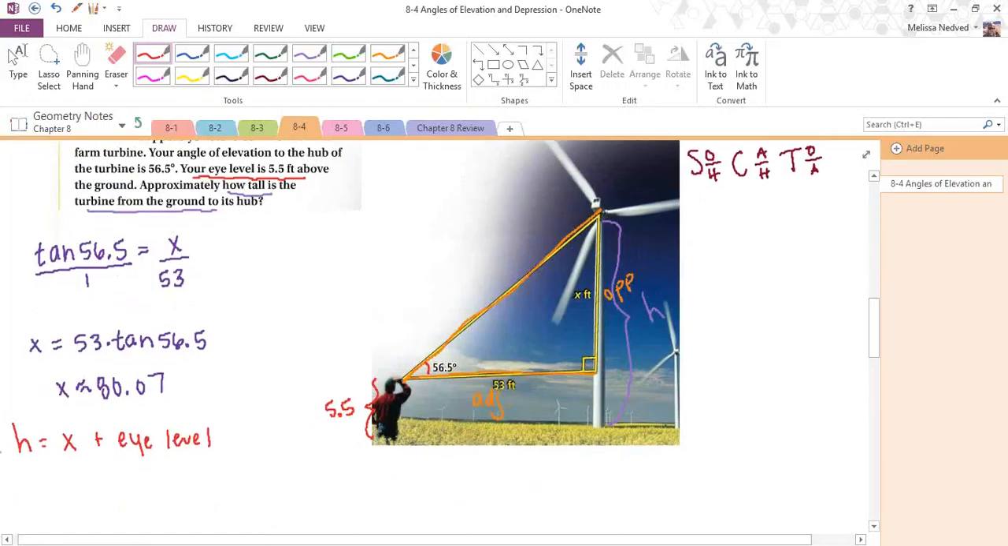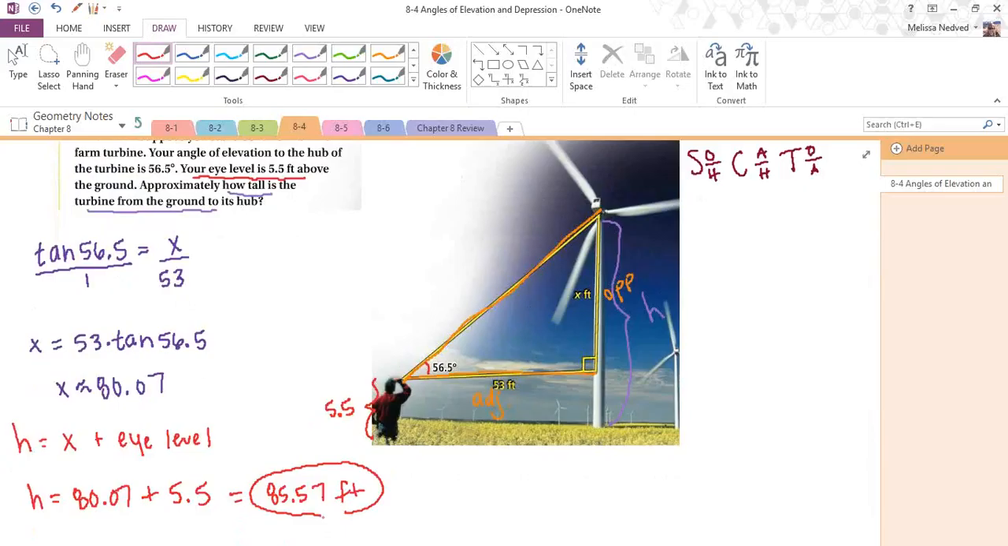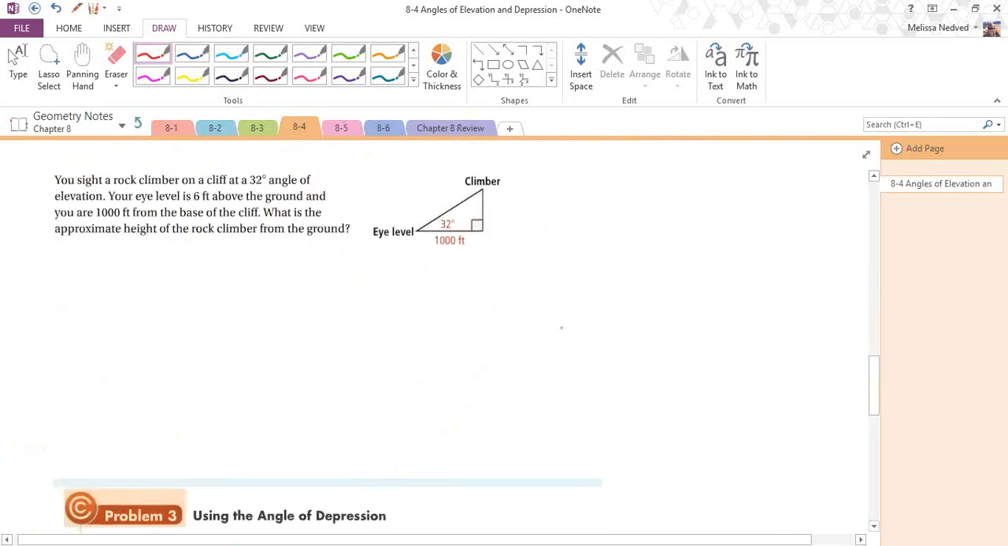So since I know both of those, I can find the height by doing some substitution. X is about 80.07, and his eye level is 5.5 feet. So the total height is going to be the sum of those two values, which is 85.57 feet. Approximately, since we did have to round to find x. So my final answer here is that the height of that wind turbine is about 85.5 feet tall. When you're looking for a total height and you're starting at eye level, make sure that you consider how tall that eye level is, and you'll be given that information in the practice problems. So let's practice one more of those.